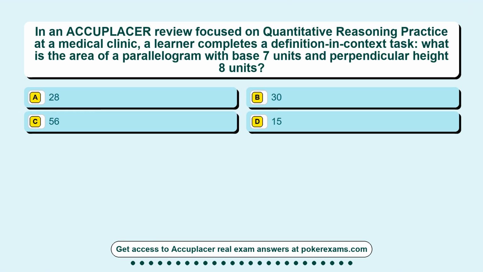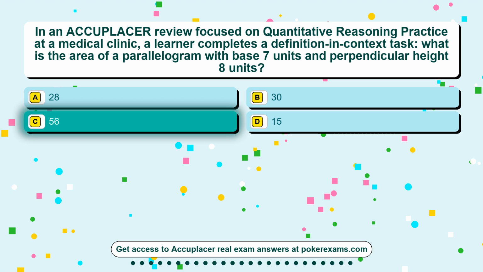Question 6. In an ACCUPLACER review focused on quantitative reasoning practice at a medical clinic, a learner completes a definition-and-context task. What is the area of a parallelogram with base 7 units and perpendicular height 8 units? Option A 28, option B 30, option C 56, option D 15. The correct answer is option C, 56.